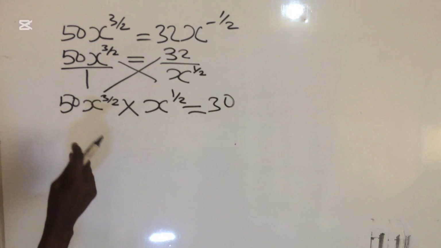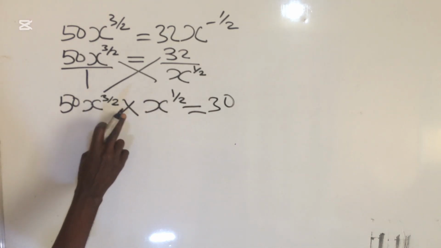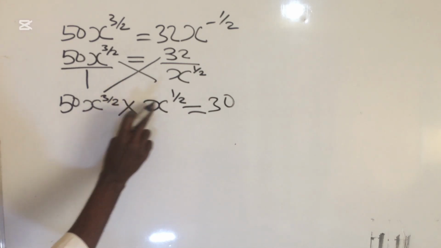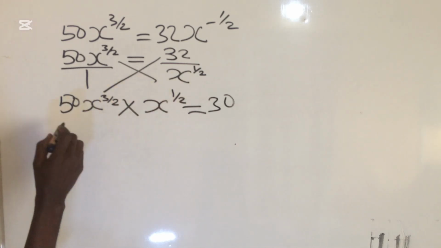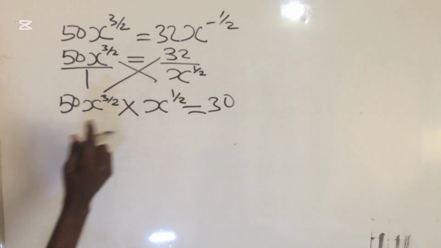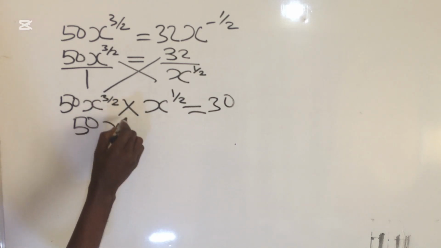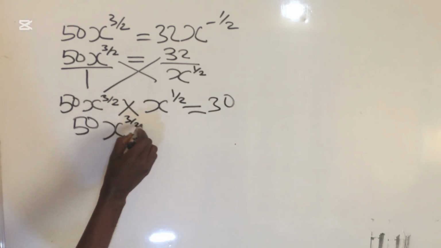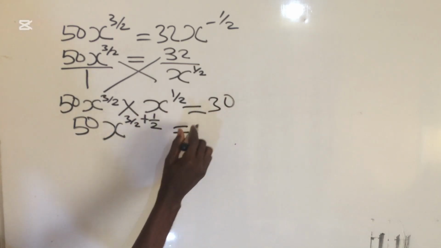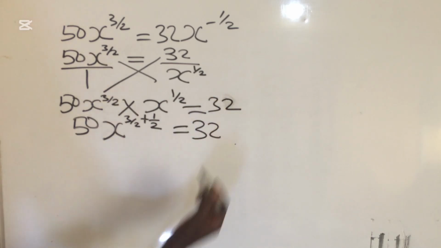Since this x and x have the same base and it is under multiplication law in indices, we will add the power. We will add the powers together, picking only one x. We now have 50, we pick only one x and add the powers 3 over 2 plus 1 over 2 equals 32. Please remember that this one is 32.